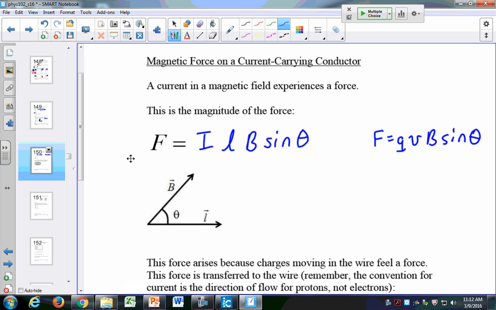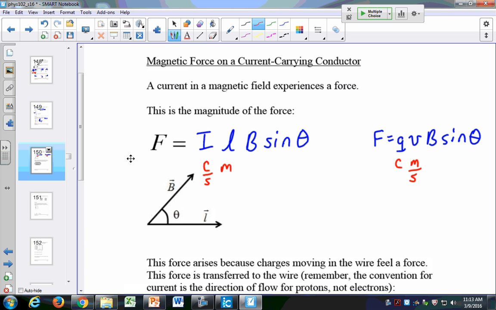But now we're just sort of moving our units around a little bit. Remember, I is coulombs per second, and then this is meters. Well, Q is coulombs, and this is meters per second. So these are exactly the same, except now instead of talking about a lone charge moving with a certain velocity, we're talking about current flowing along a certain length of wire. Exactly the same principles here, the same idea, and even the same physics.